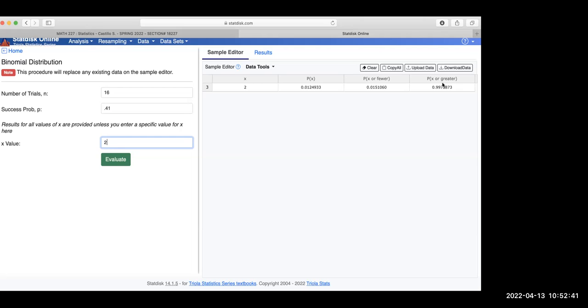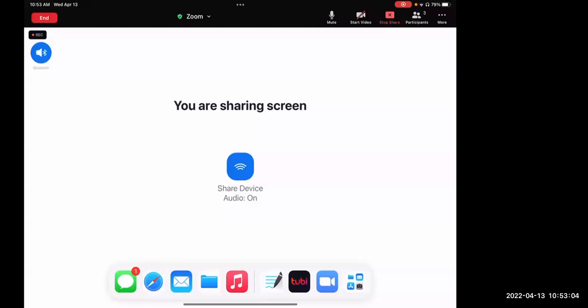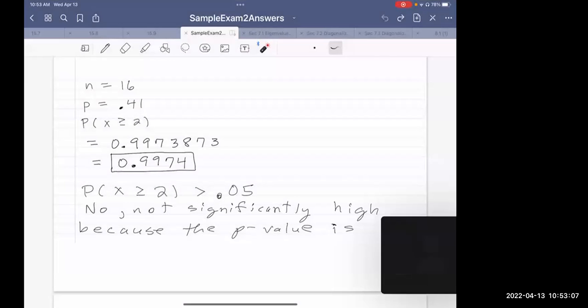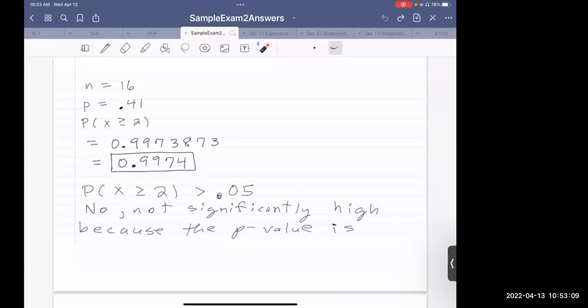that the probability x is greater than 2 is equal to 0.9973873. And so let me type that into my iPad. So I have here 0.9973873. Round this to the nearest ten thousandth, 0.9974.